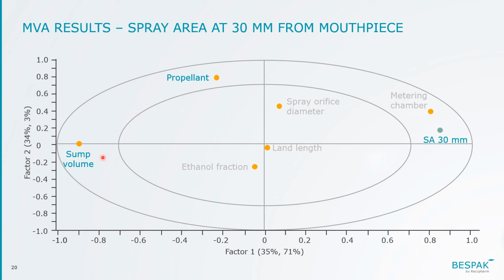Sump volume and R134a propellant are both negatively correlated with the spray area. Therefore, larger sump volumes decrease the perceived spray area. The use of R134a gives rise to smaller spray areas than were observed with HFO-1234ze.